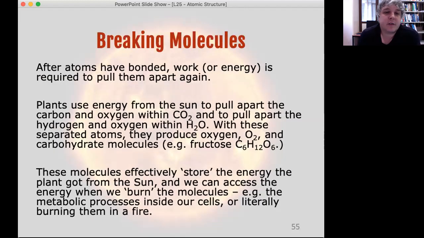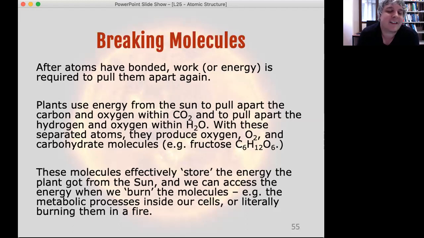After atoms have bonded, work or energy is required to pull them apart again. So, breaking molecules. As I said, everything we tend to deal with in this course, we're not going to be looking at breaking molecules apart, but it does happen. It's a big part of our life. And obviously, if you deal with chemistry or biology, you will be working with breaking molecules apart. So that takes a lot of energy, as we saw.